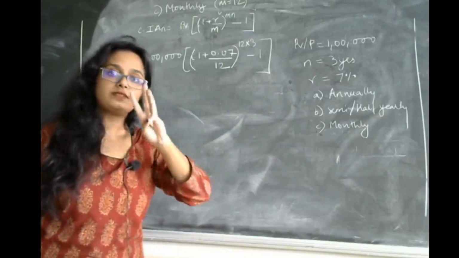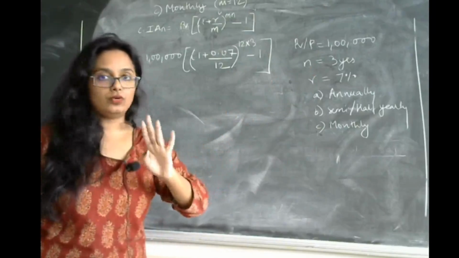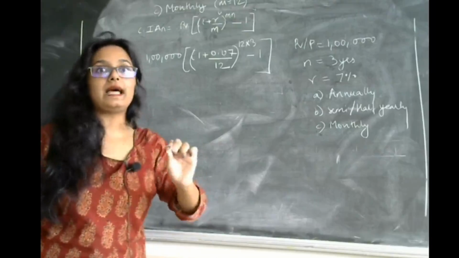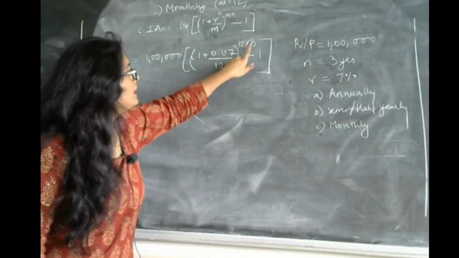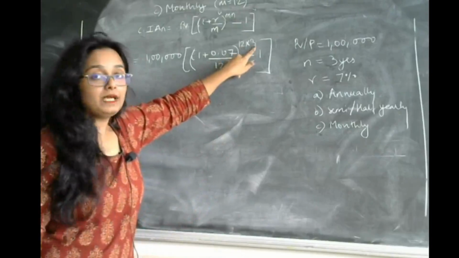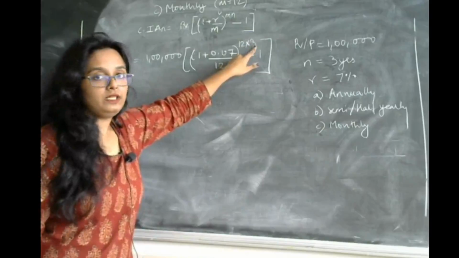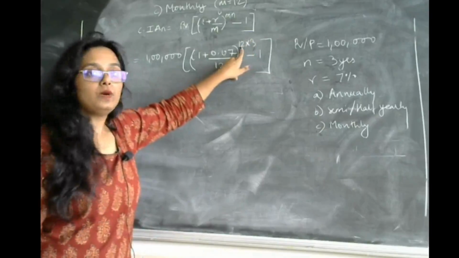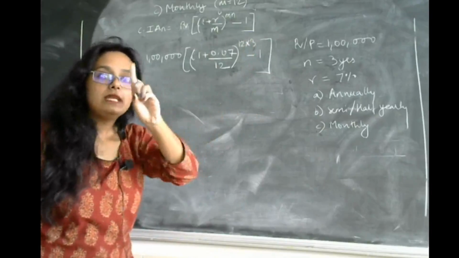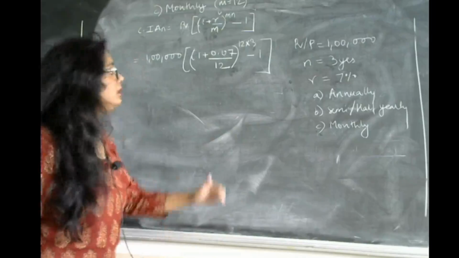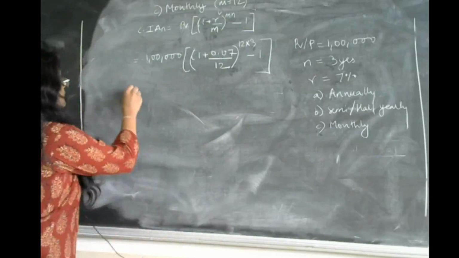Then you have taken the loan for only 3 years, but since you are paying the interest monthly, are you paying just 3 times the interest? No, you are paying it 12 times in a year. So that is the reason why 12 multiplied by 3. Why multiplied by 3? Because you have taken the loan for 3 years. And why multiply by 12? Because you are paying the interest 12 times in a year. Clear? Now let us solve this.